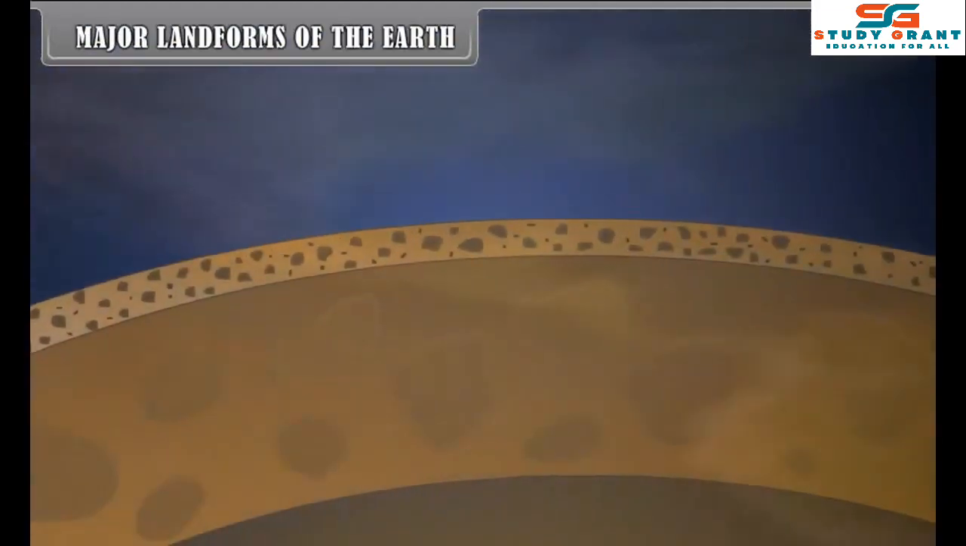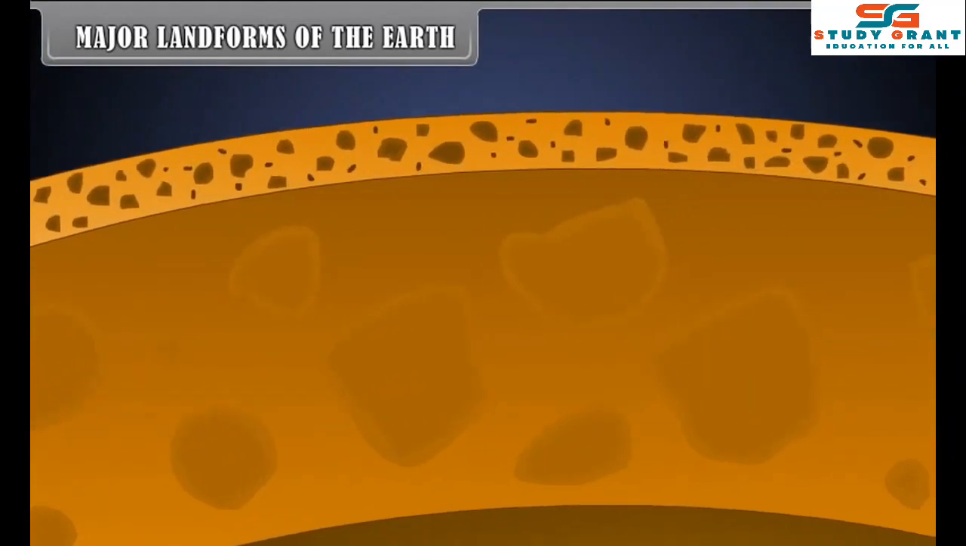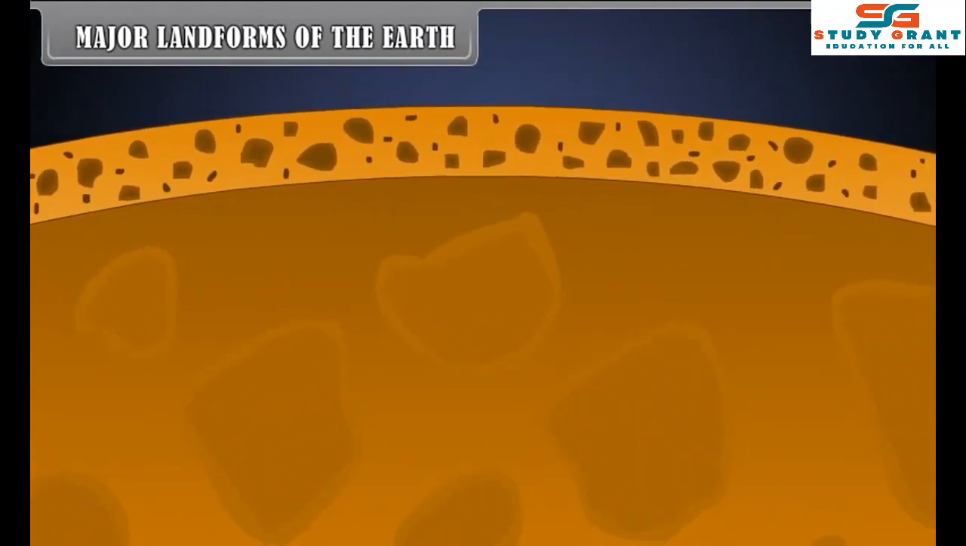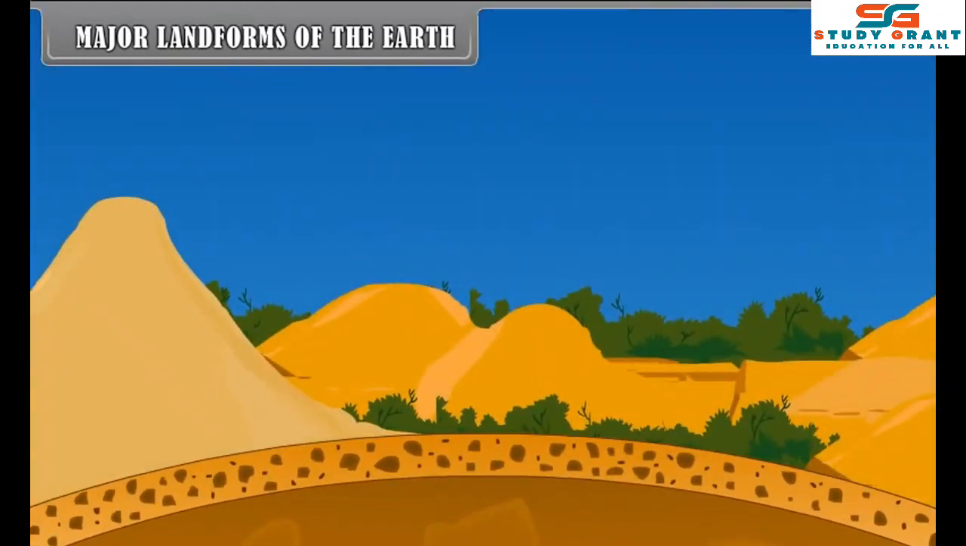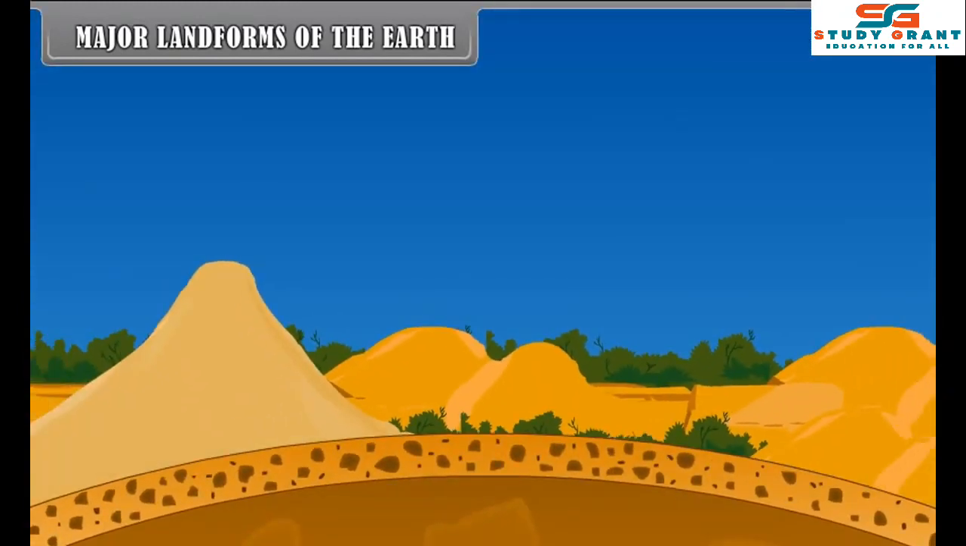Major landforms of the earth. The crust of the earth is made up of rocks. This crust is neither permanent nor stable. Due to the tectonic forces, the earth's crust is continuously changing, but the change is very slow.